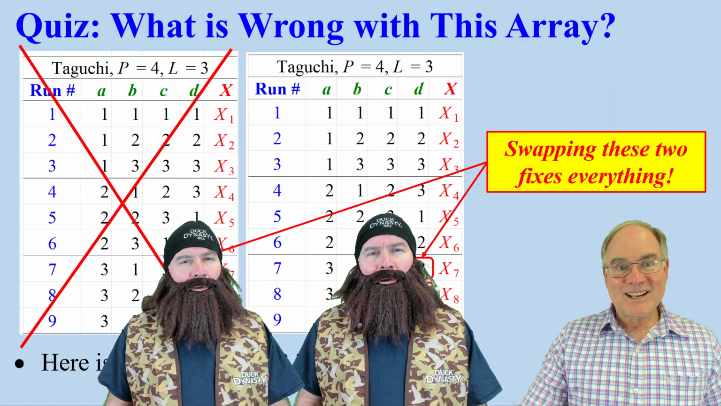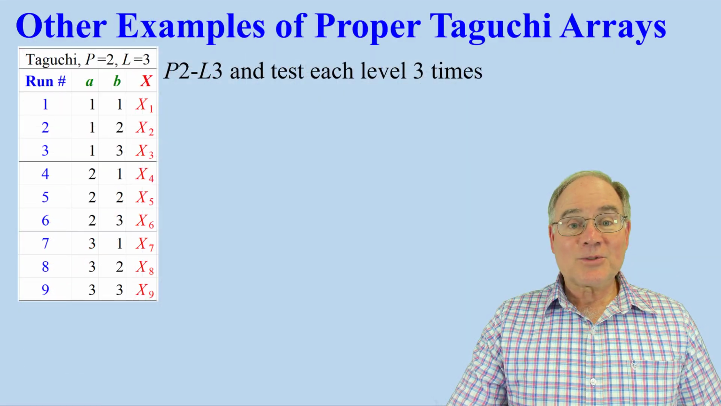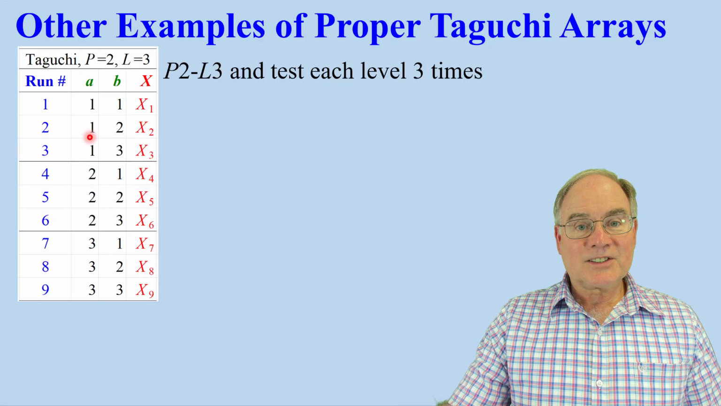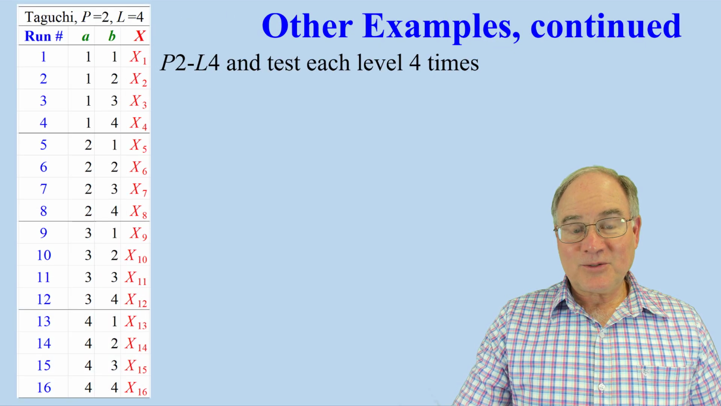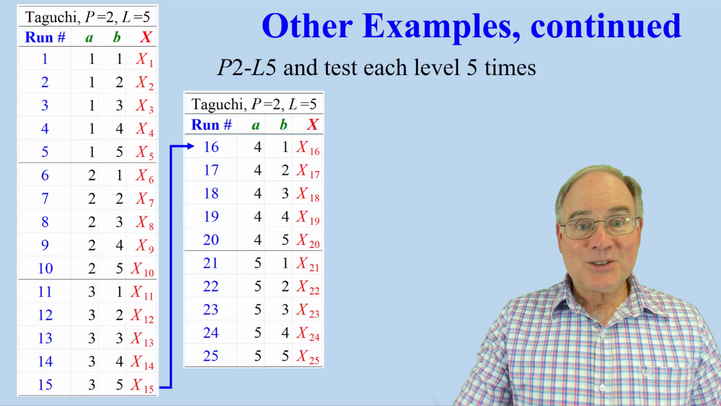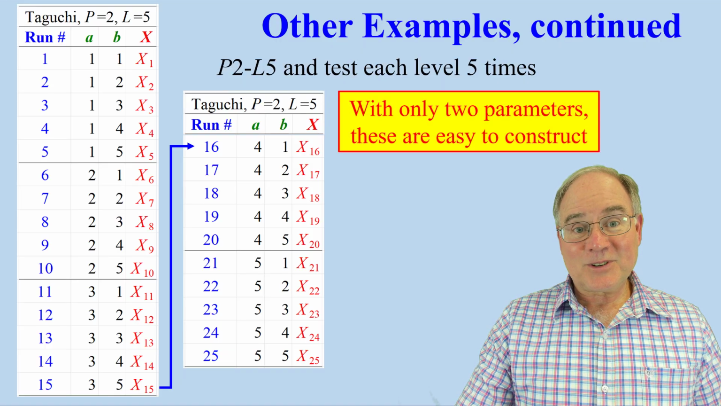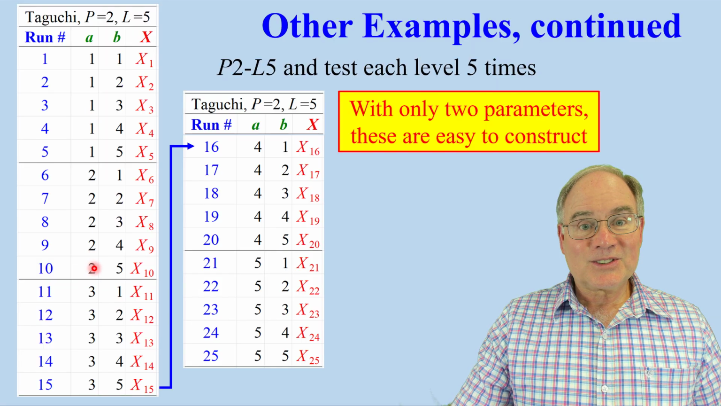And creating these arrays can be fun and challenging. I'll quickly go through some other examples. Here's P2L3, and you can see we test each level 3 times. P2L4, testing each level 4 times. P2L5, testing each level 5 times. With only 2 parameters, these are trivial to construct. You put in all the 1s, then all the 2s, etc.